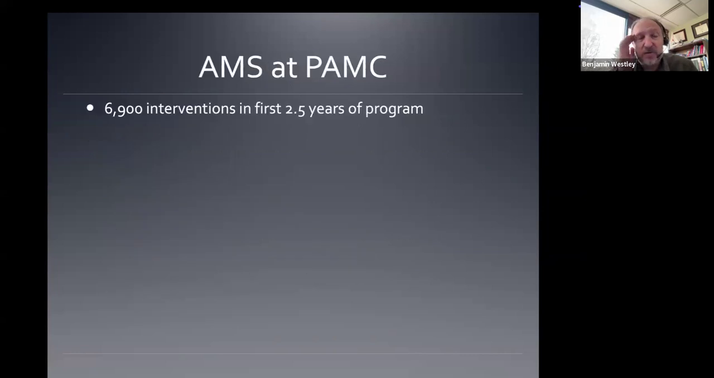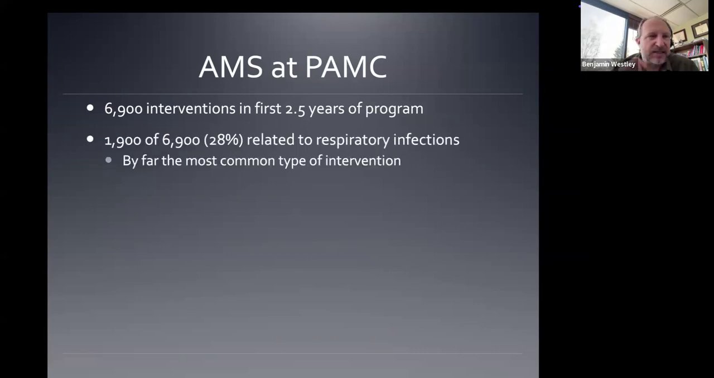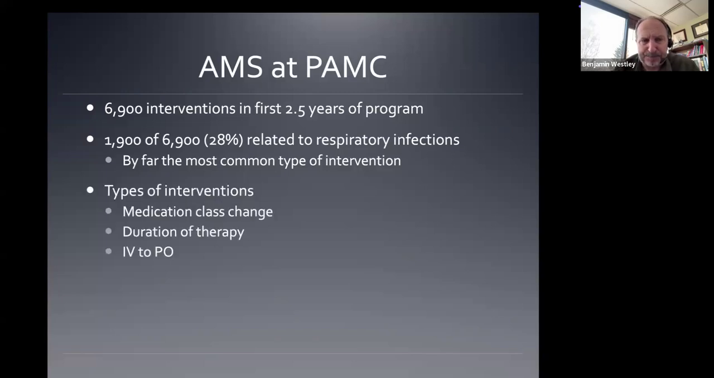So at Providence, when we first started our program years ago now, in 2013, in the first 2.5 years, we had done 6,900 interventions on antibiotic use, and 28% of those interventions were respiratory tract interventions, by far the most common type. The main things we do when we intervene in people receiving antibiotics for respiratory infections are changing of the medications, either what class they're using, or potentially what dose, the duration of therapy we make comments on, and then of course switching from an IV to PO.